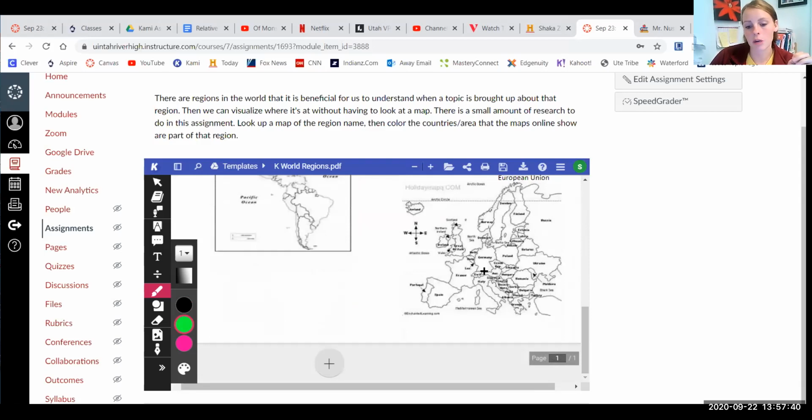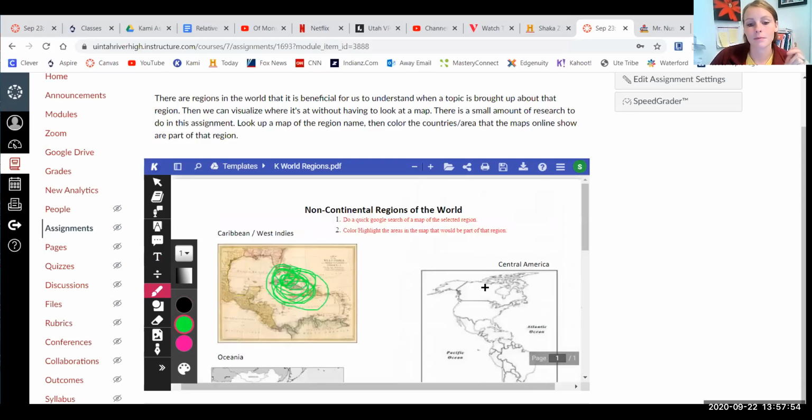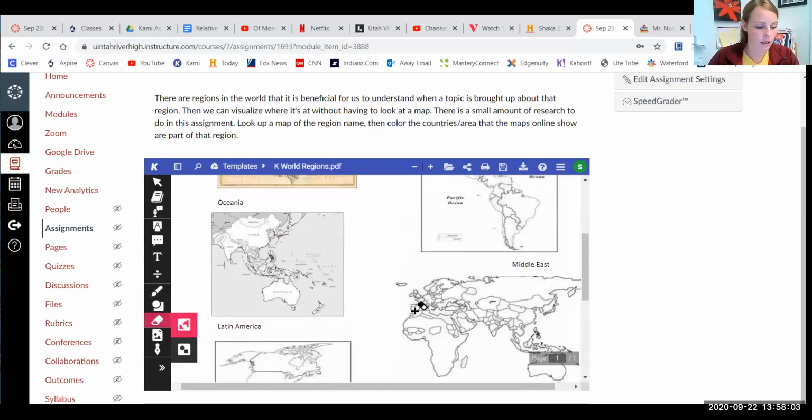When you get to the European Union, only some of these countries are part of it, most of them are, but if this one is and France is not, make sure you skip France. I only need to know which ones are part of the European Union. So that's it, just a quick Google search to find out where that region is supposed to be. And then you're gonna color where the region is. And then when you're done, you'll submit it.